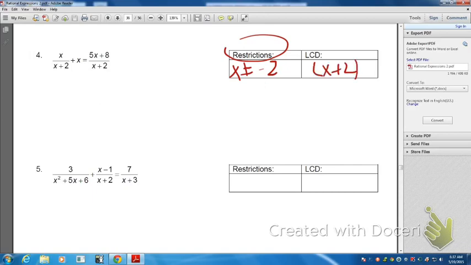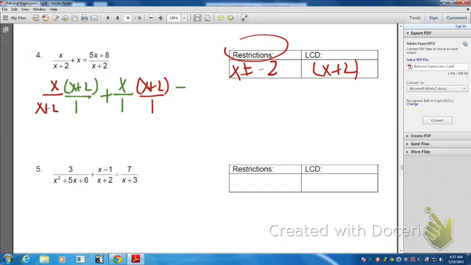Now let's go back and multiply. We have 3 terms, and we will multiply all of them by the x plus 2. So x over the x plus 2 times the x plus 2. Again, you may want to put that over 1. Plus the x. You may want to put the x over 1 as well. Keep everything straight. Times the x plus 2 again over 1 equals the 5x plus 8 over x plus 2 again times our common denominator of x plus 2.